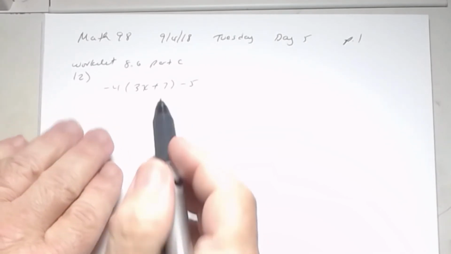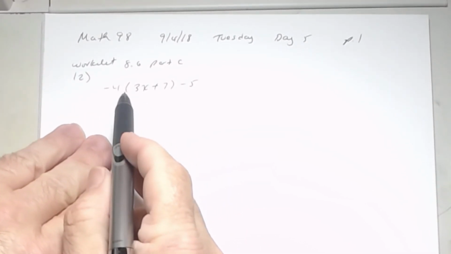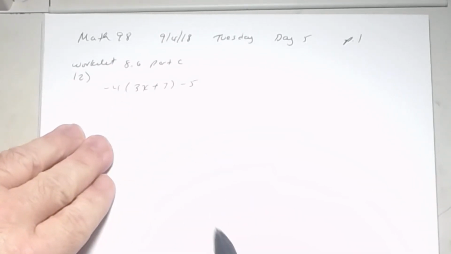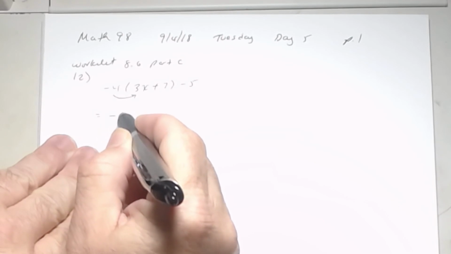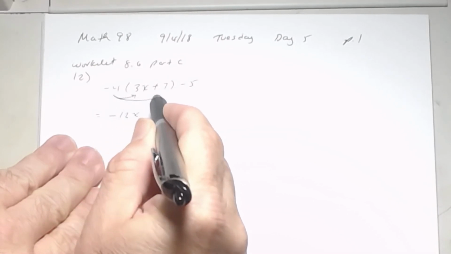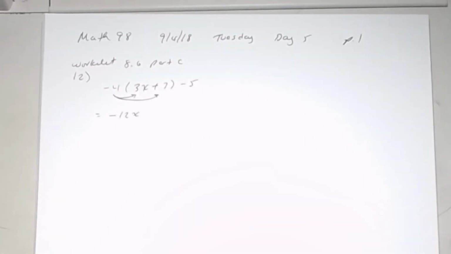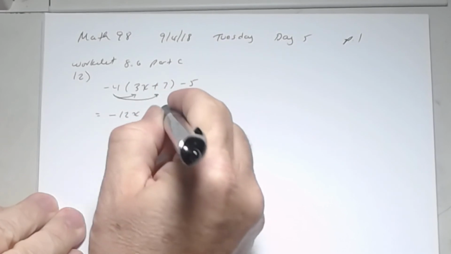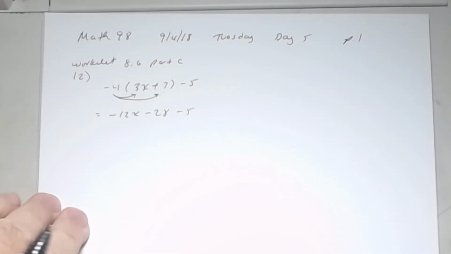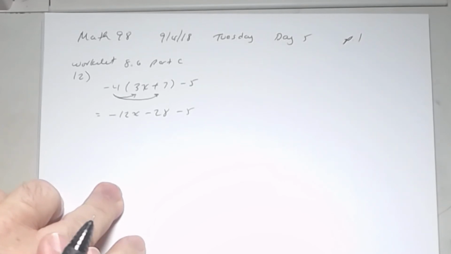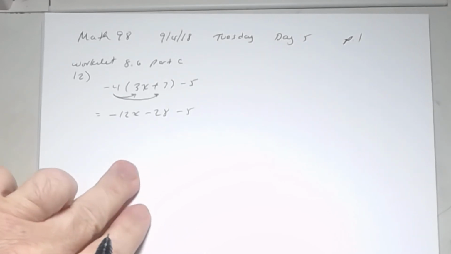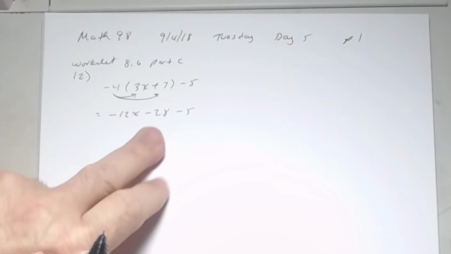And so, how do I use a distributive property here? What are you going to say? Negative 4 times 3x is negative 12x. Negative 4 times a positive 7 is, okay, negative 28. And then you have that subtract 5, right? Well, that's not your answer, because you're supposed to now know how to combine like terms. So which terms are alike? And what are those called?